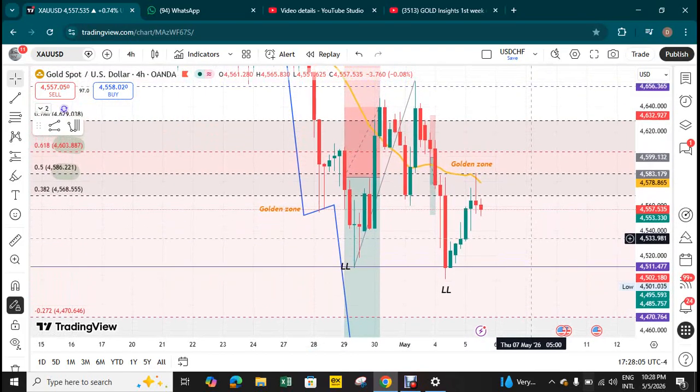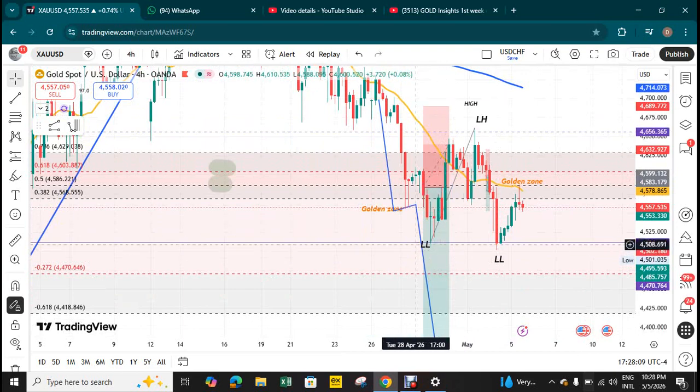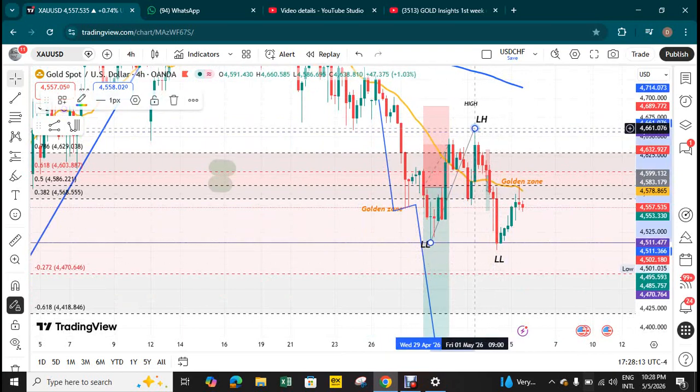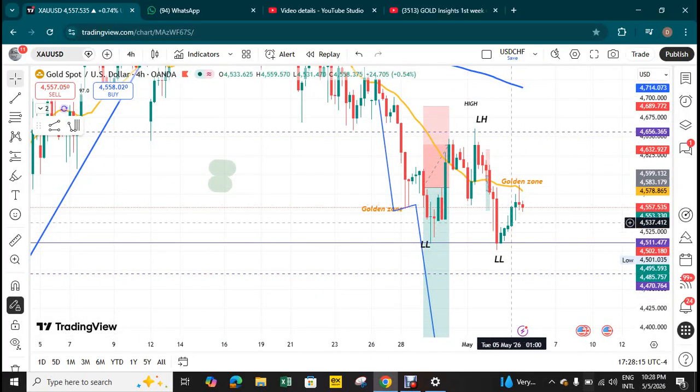So now what do we want to see here? Now we have a lower low here and a lower low here. So now, as I explained to us, I want to get a high here. We need to get a high here.